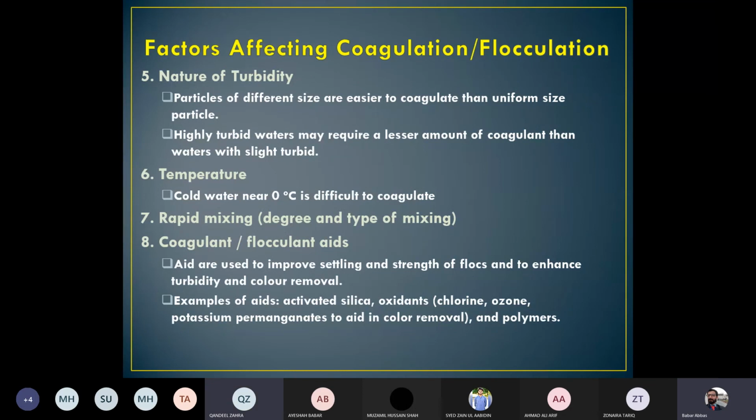So it's the availability of turbid particles in water which makes the quantity of your coagulant higher or lower.